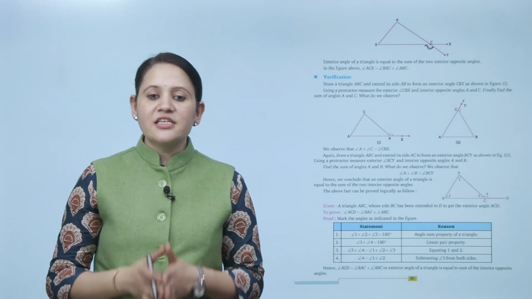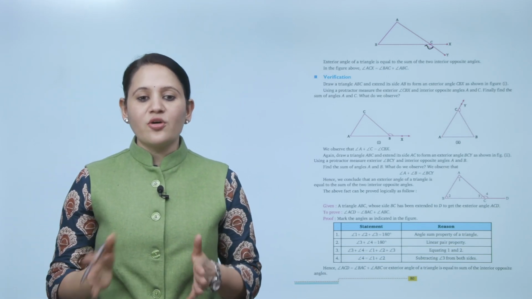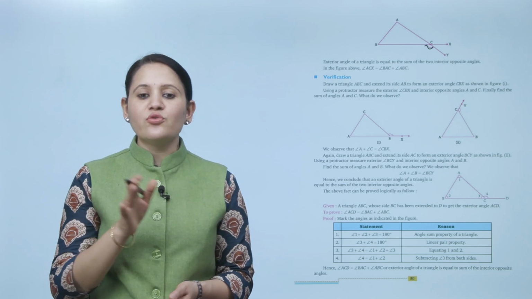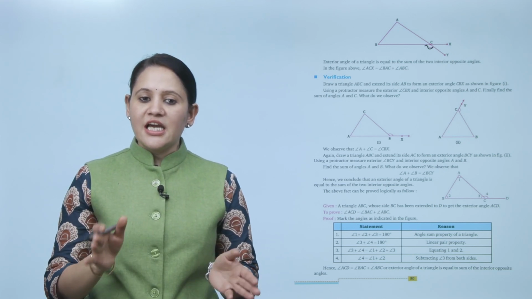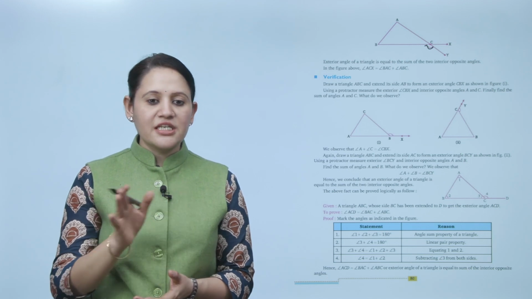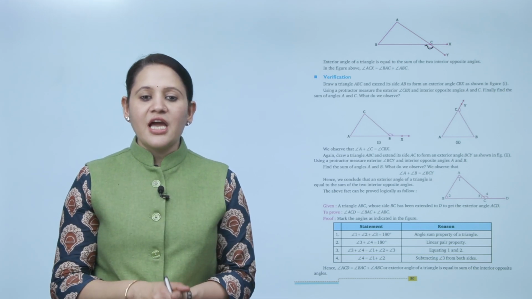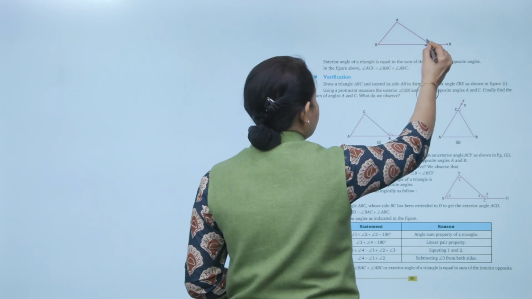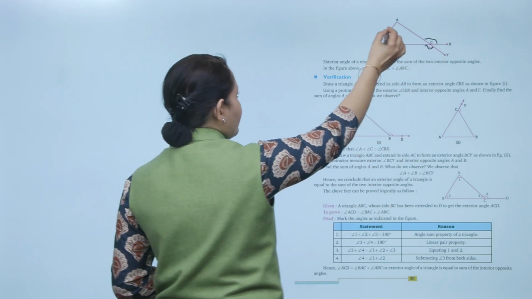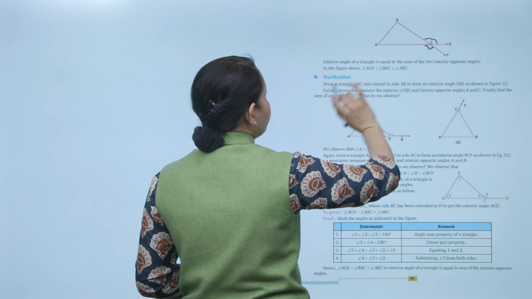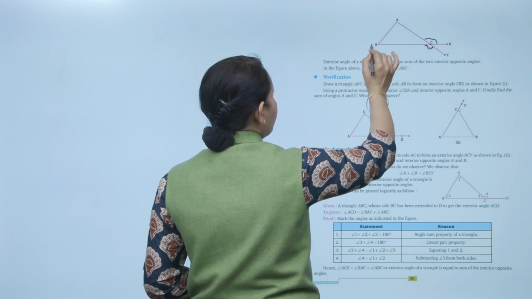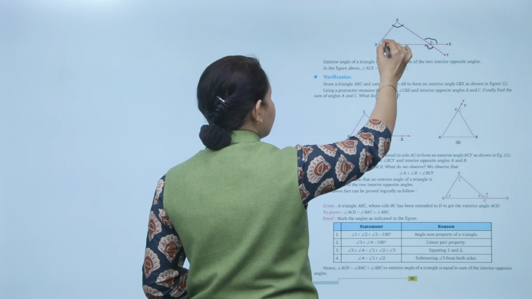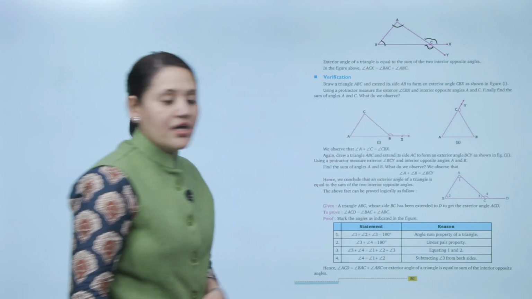Exterior angle of a triangle is equal to the sum of two interior opposite angles. The exterior angle of a triangle is equal to the sum of two opposite interior angles. In the given figure, angle ACX is equal to what? Angle BAC, this, and angle ABC, this. It will be equal to the sum of these two.